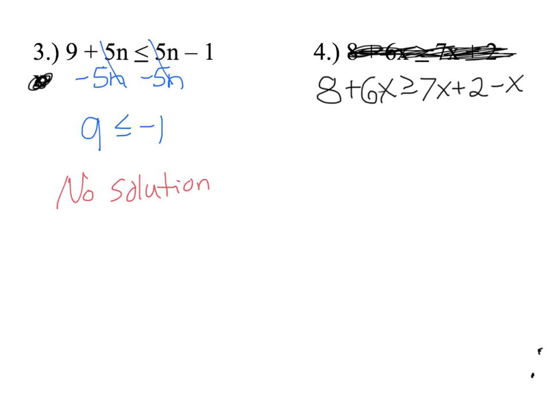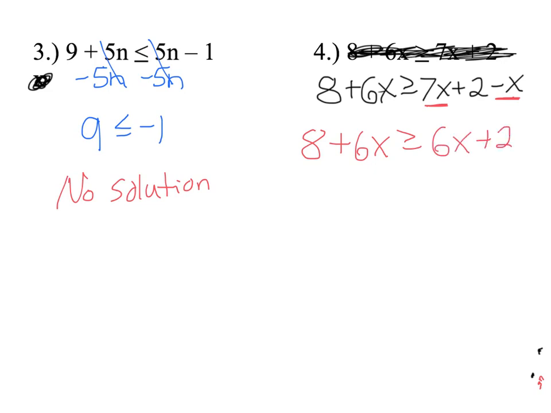Okay, and last one, number 4, we have 8 plus 6x is greater than or equal to 7x plus 2 minus x. So over here, we have to combine like terms on the right side. So we still have 8 plus 6x greater than or equal to. Now 7x minus 1x is going to be 6x, and we still have plus 2.